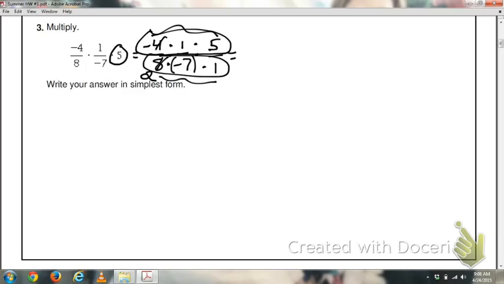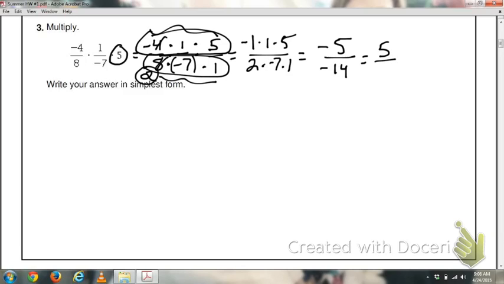So really, I can just multiply the numbers -1 times 5 in the top, and in the bottom I can multiply 2 now times -7 times 1. So that would just change into -1 times 1 times 5, which is just going to be -5, and then I have 2 times -7 times 1, that's -14, and negative over negative is going to be a positive quotient, so it's really 5 over 14.